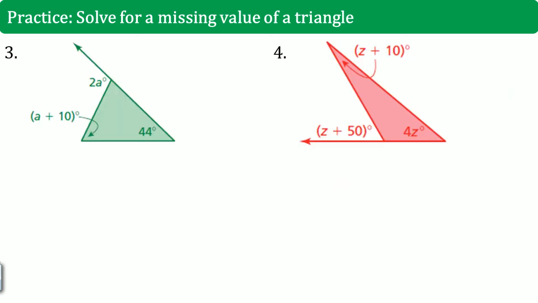So this is a very simple way of doing it by just looking at the angle measurements. Now you also have a chance to do it with an equation, with variables in it. But again, the setup is still the same. The exterior is equal to the sum of your two opposite interior angles. Pause the video and give this a try.